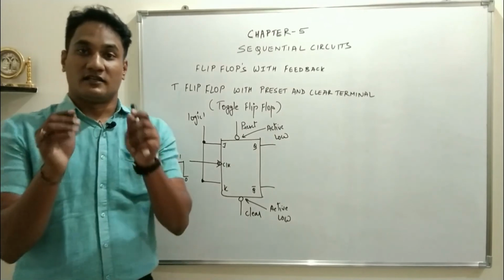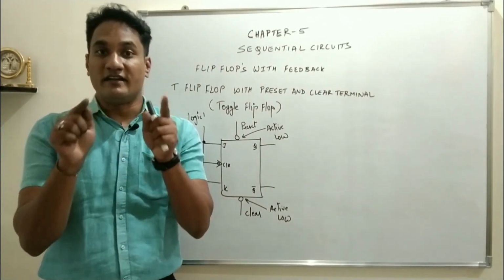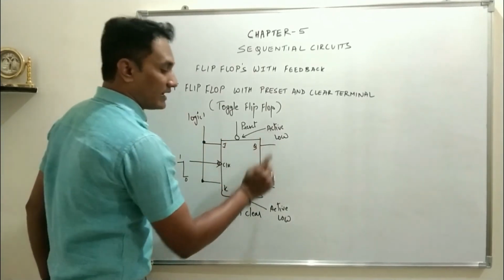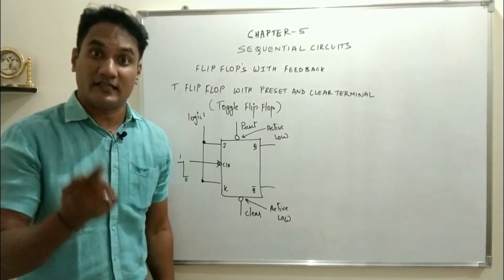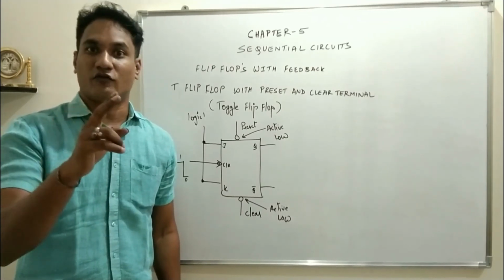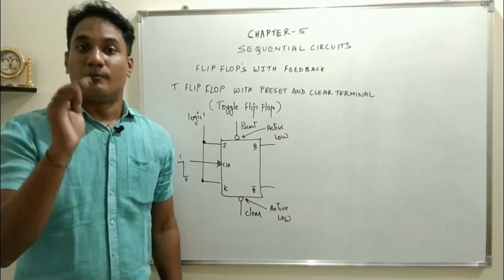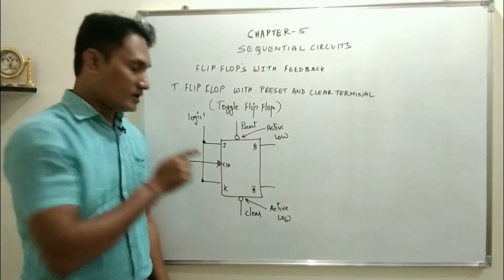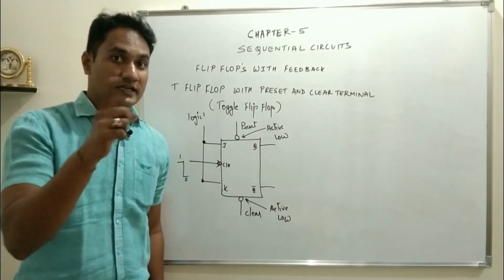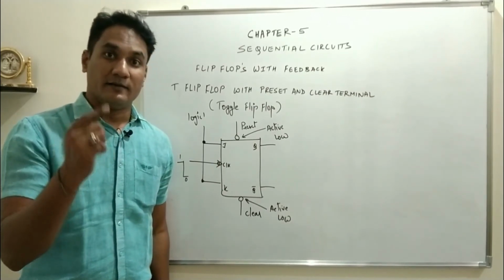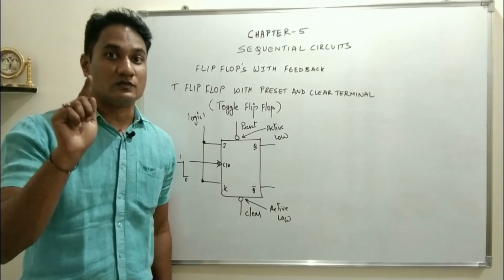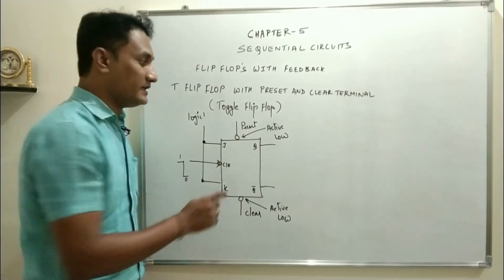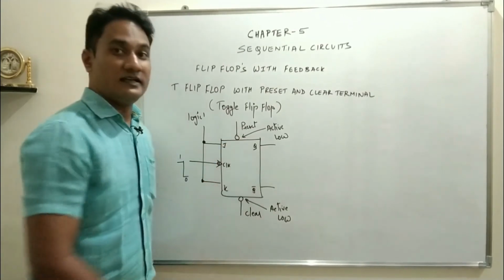But when the circuits are designed in the form of integrated circuits, IC chips, these preset and clear terminals are active low. Active low means they will be activated when 0 is given to them. Of course, it is a complement thing, right? According to this chip, if preset is 0 and clear is 1, and these two inputs are active low, then 0 is active. That means preset will be activated, clear will be deactivated.